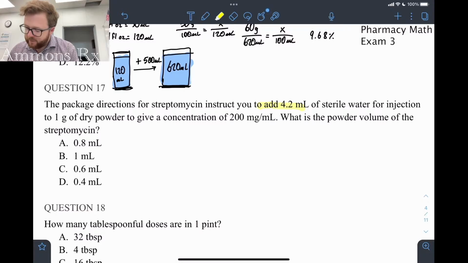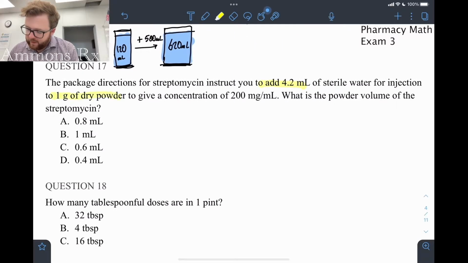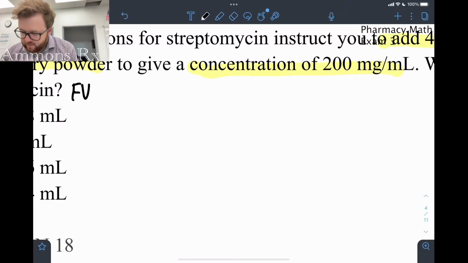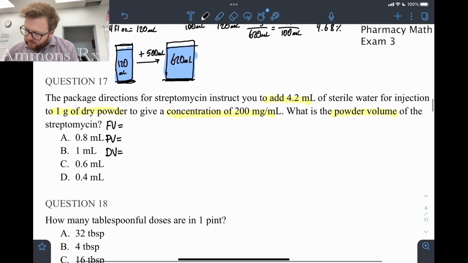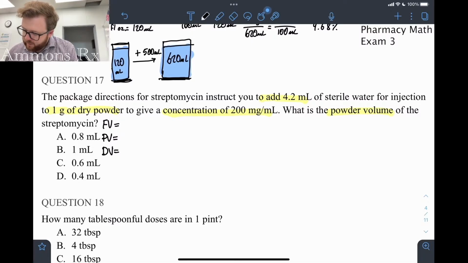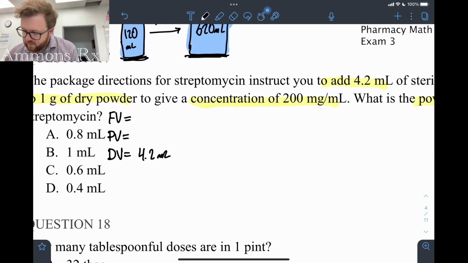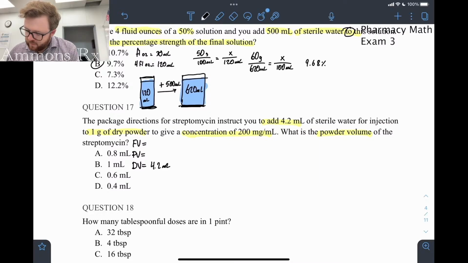You're supposed to add 4.2 mils of sterile water to 1 gram of powder to give it a concentration of 200 milligrams per mil. You're looking for powder volume. So I'm going to go ahead and write that. So you're adding 4.2 mils of sterile water, so that is going to be our diluent. One gram of dry powder, concentration of 200 milligrams per mil.